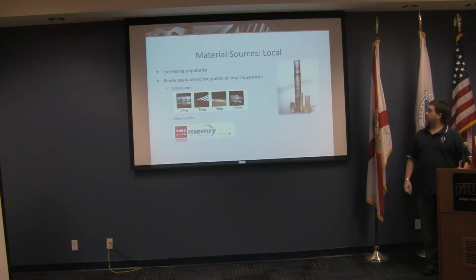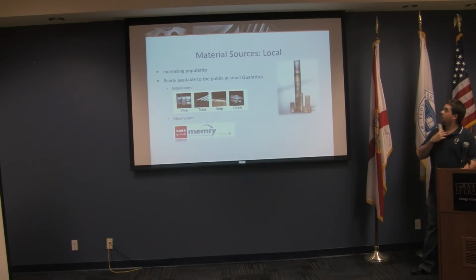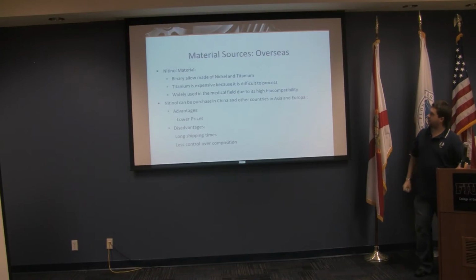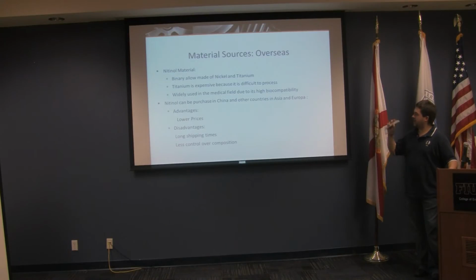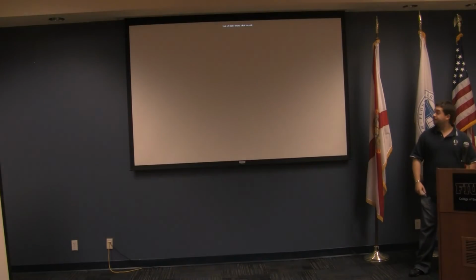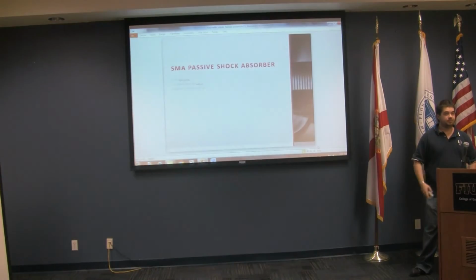Material sources: we are going to look into local sources. We have listed two here, Memory and Nitinol.com. We also have overseas sources, and a basic outline of what nitinol is. It's a binary alloy made of nickel and titanium, and we have some of the possible repercussions of mining that, because it is kind of dirty to mine nickel. There are a lot of environmental considerations. And that's it.